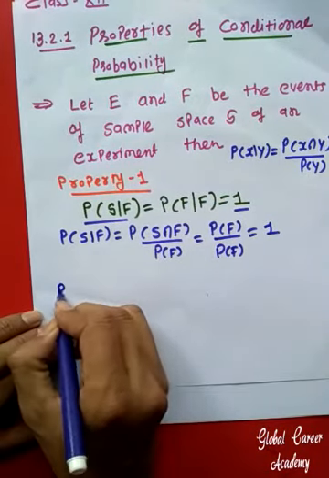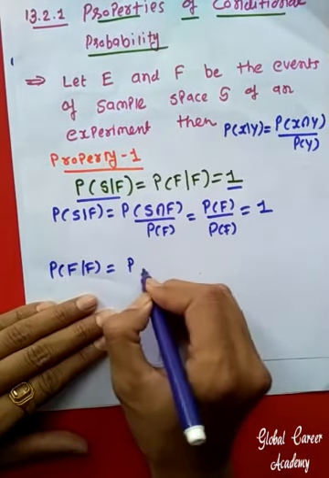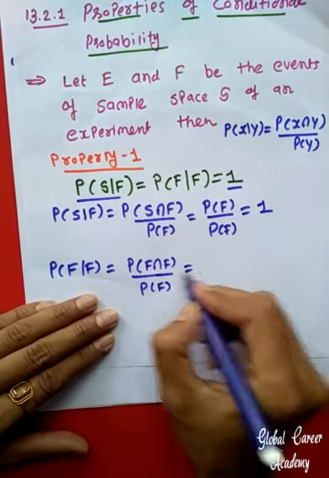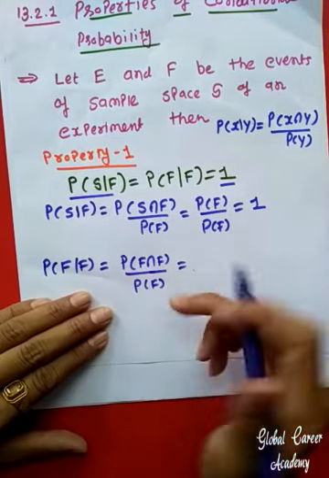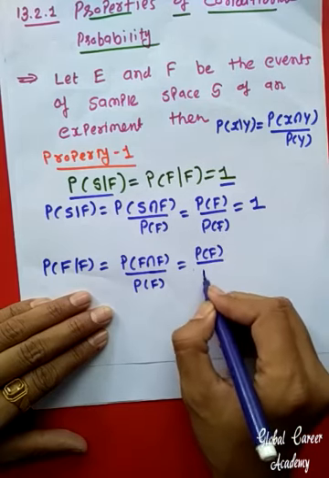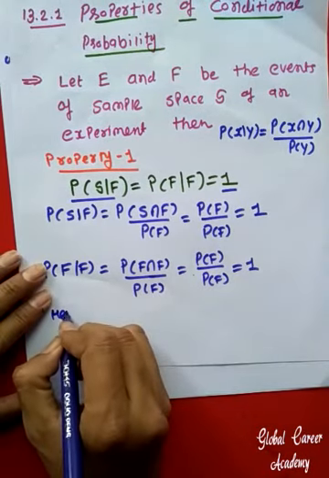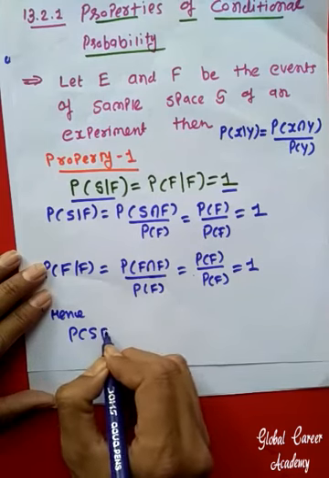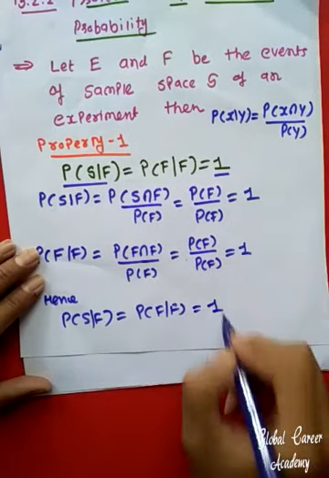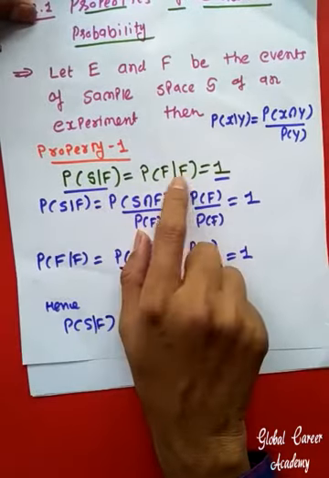Now let us come to the second one, that is probability of F given F is equal to, so again I will write probability of F intersection F divided by P of F, right? And we know that the intersection of F with F will have all common points, and that will be equal to probability of F upon probability of F, and the answer is 1. Hence we can say that probability of S given F equals probability of F given F is always equal to 1. So that was very easy, right? You have to remember this part.